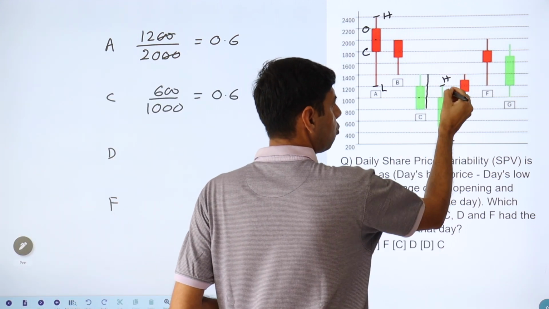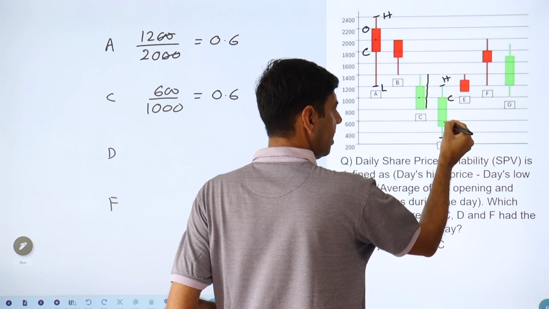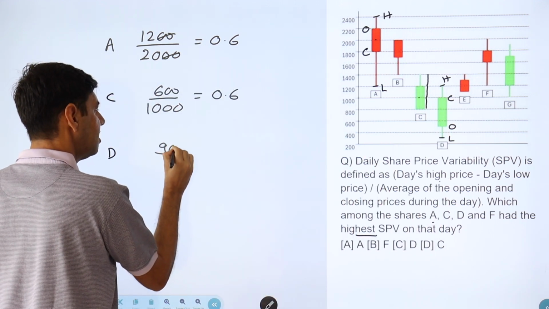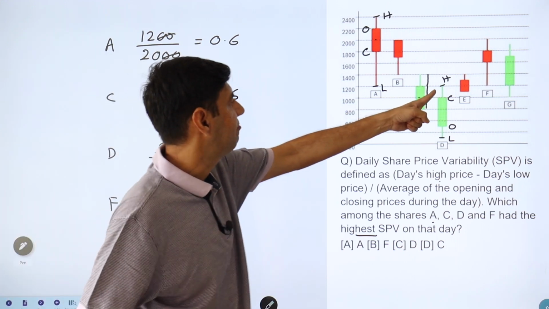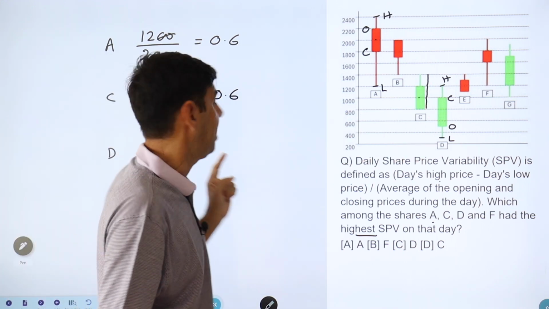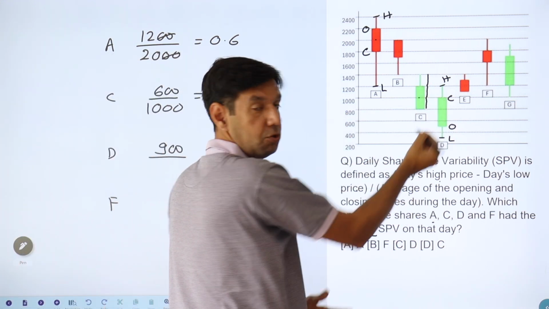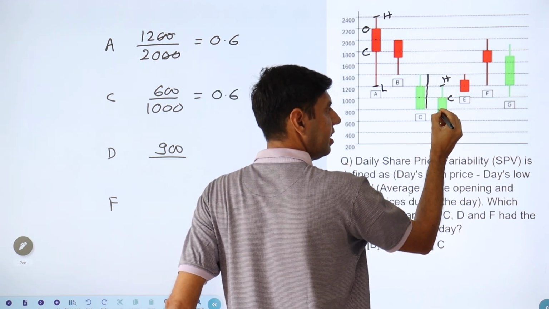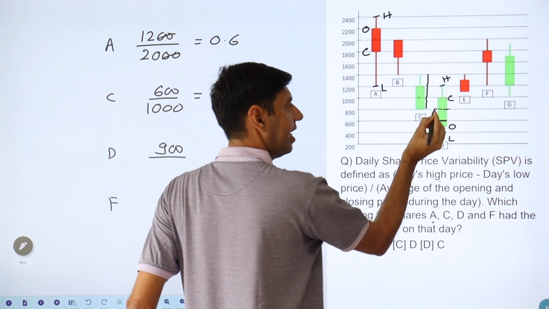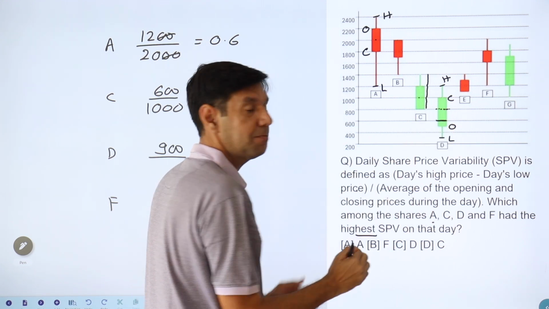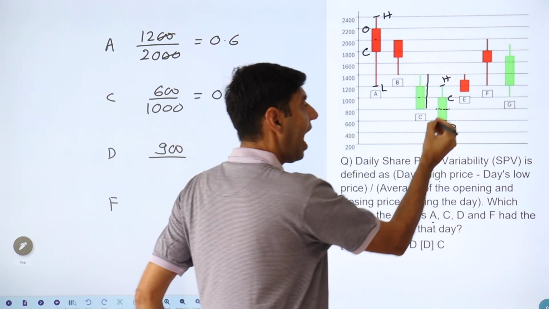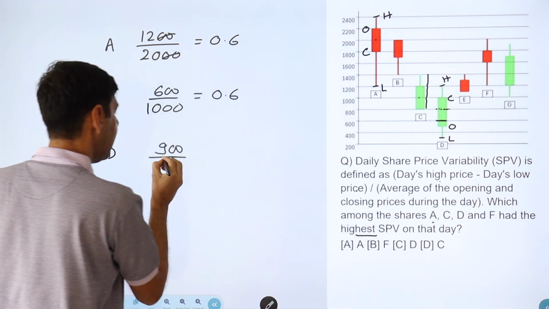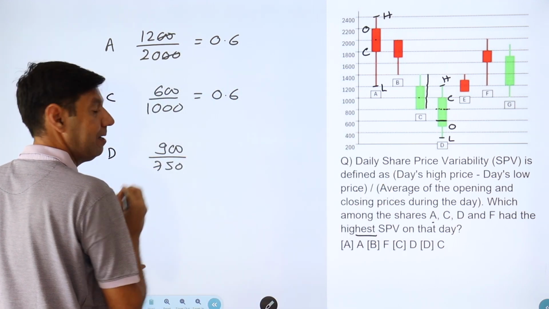For D, 200, 400, 600, 800 and 100. So the range is 900. You can even confirm it, 1200 minus 300. Now the average. Look at how I would do the average. If the box was till here, then the average would have been this 800. The box extends by 100 below, so the average will extend by 50 below. So 800 minus 50 is 750.